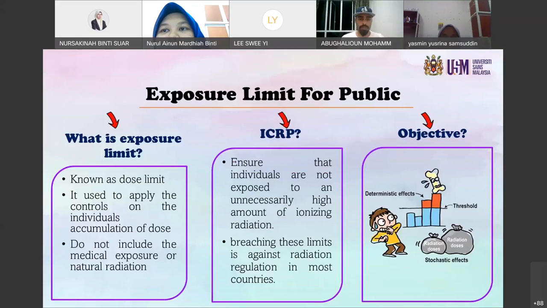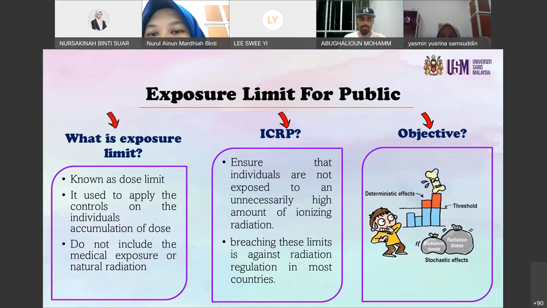They are set so the exposed person will not exceed the safe risk while working with the radiation. It is used to apply control on the individual accumulation of dose and the upper boundary dose of radiation that will result in a risk of body injury or genetic damage. It can be expressed for whole body or partial organ. However, those limits do not include the medical exposure or natural radiation.